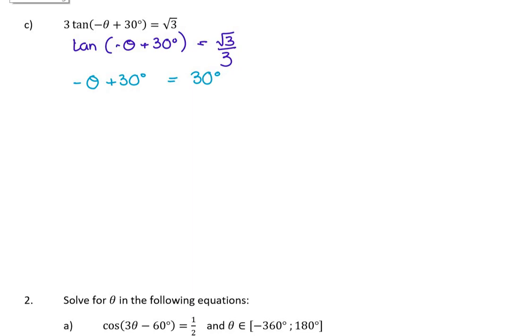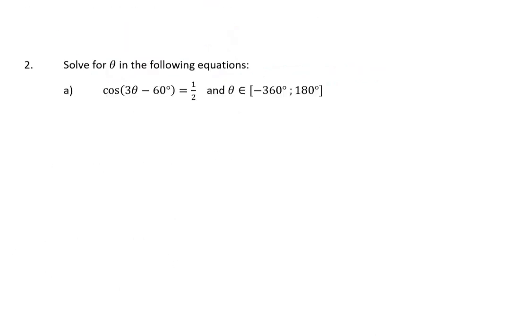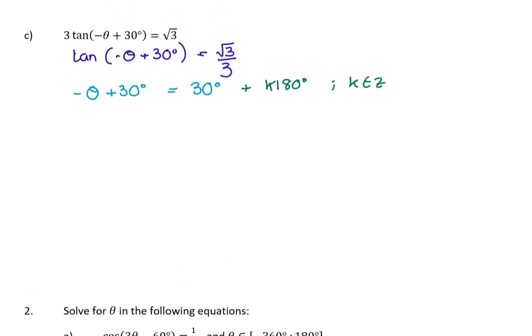Now my next step is to set up the second solution, and the beauty of setting up the second solution in tan is that I don't actually have to do any hard work. By adding K180 and not K360, this automatically generates the second solution.